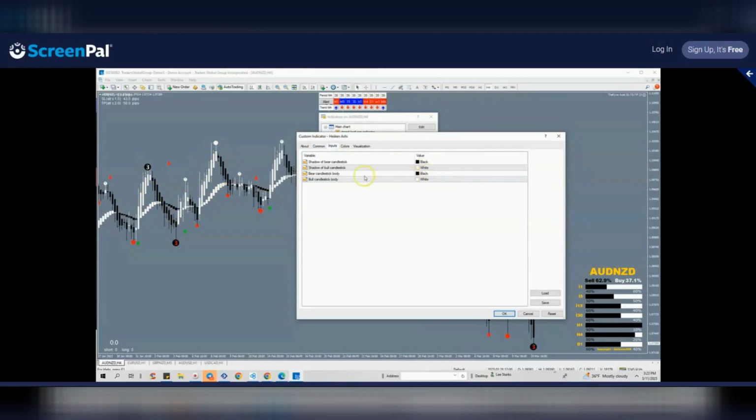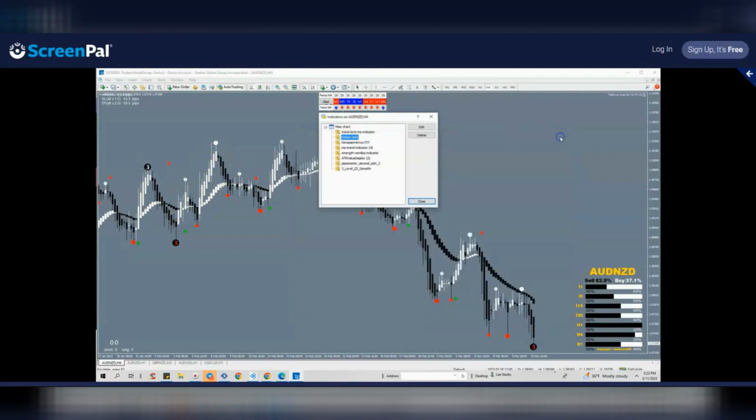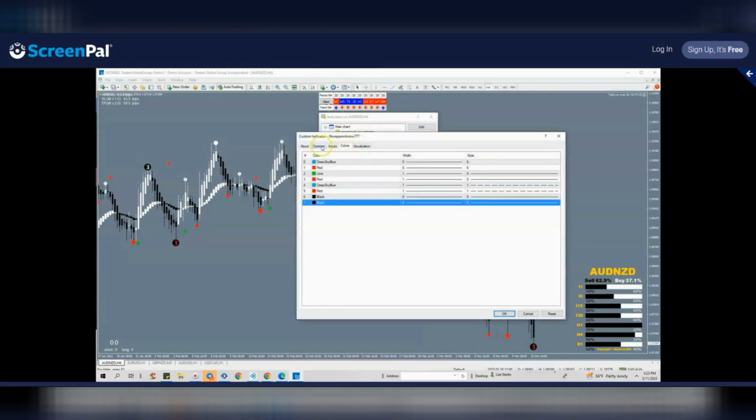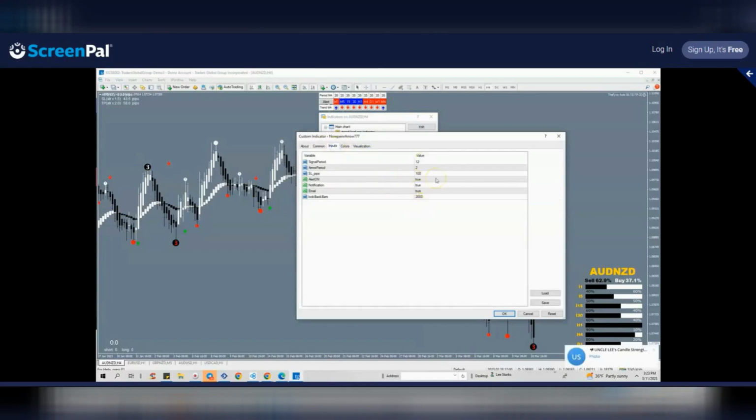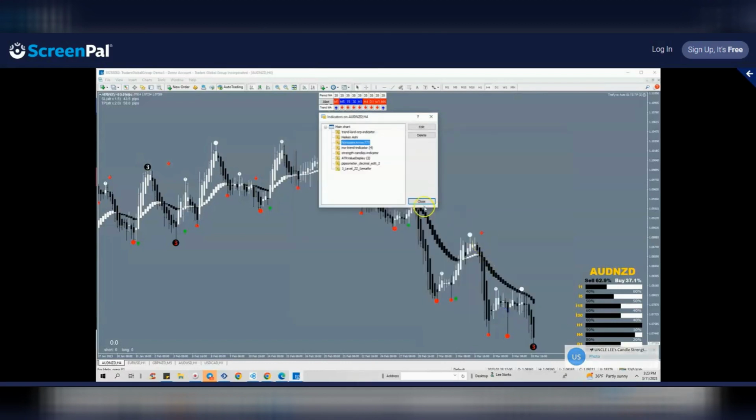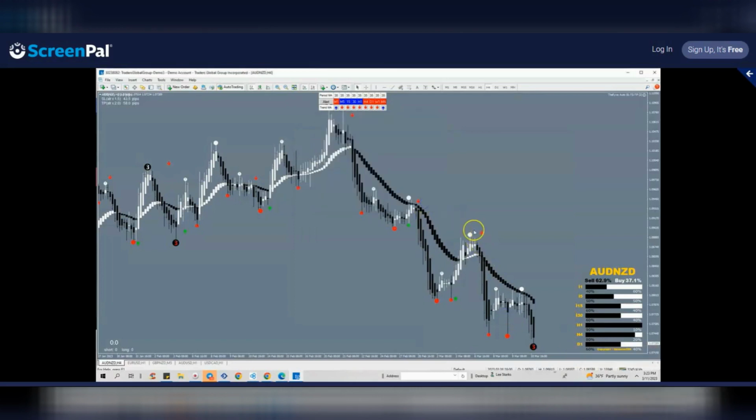Inputs: black, white, candlestick body. Very good. Non-repainting arrow, 777, checked off. Inputs are all default. I don't change a thing in here. In fact, I don't even need the email, but I just leave it at default. That arrow is this one right here. You can see it hits perfect.